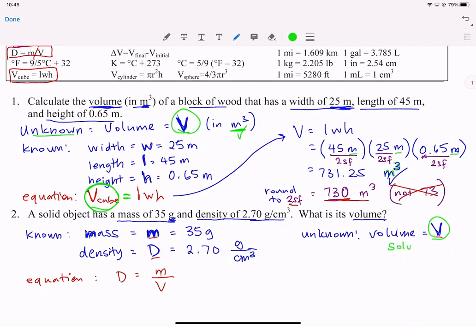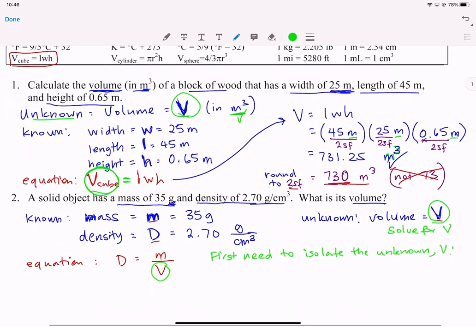So I'm trying to solve for this unknown. Okay, so V is what I'm trying to solve for. And I circled the V in that equation. Now the problem is that this V is not isolated. It is not by itself on one side of the equal sign. So I first need to isolate that unknown, which is that letter V.